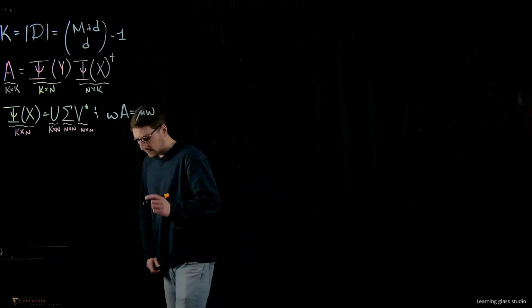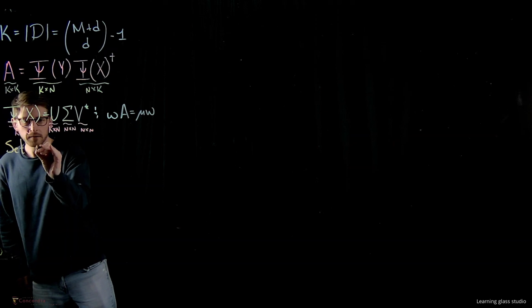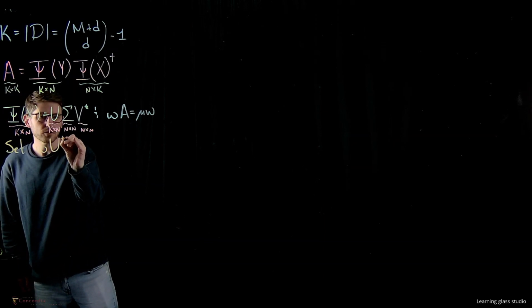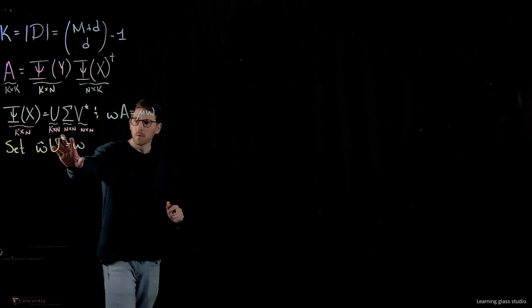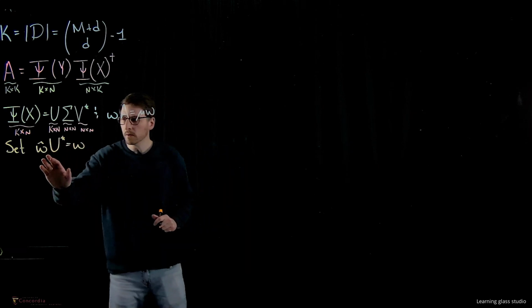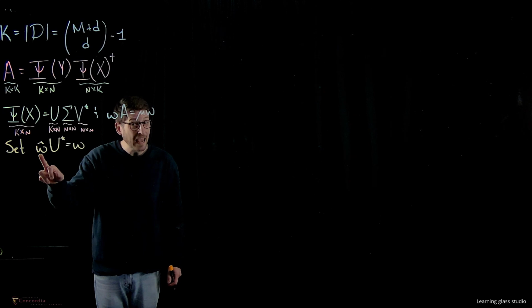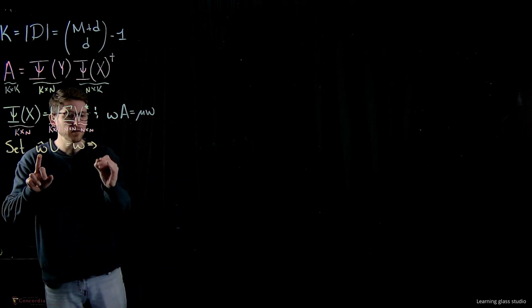Okay, now here's what I'm going to do. I'm going to set a new vector w hat times u star equal to w. You can always just get this by inverting, but the important part here is that w is a k-dimensional vector, and w hat is only an n-dimensional vector. Now, why is this helpful?